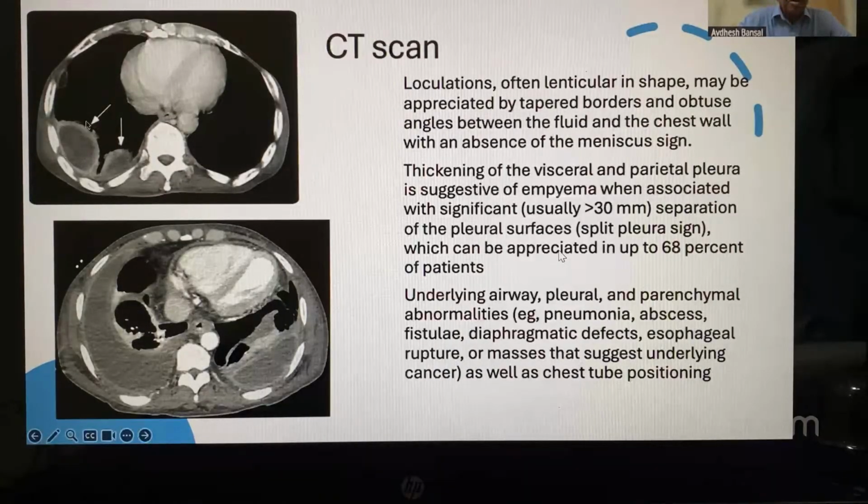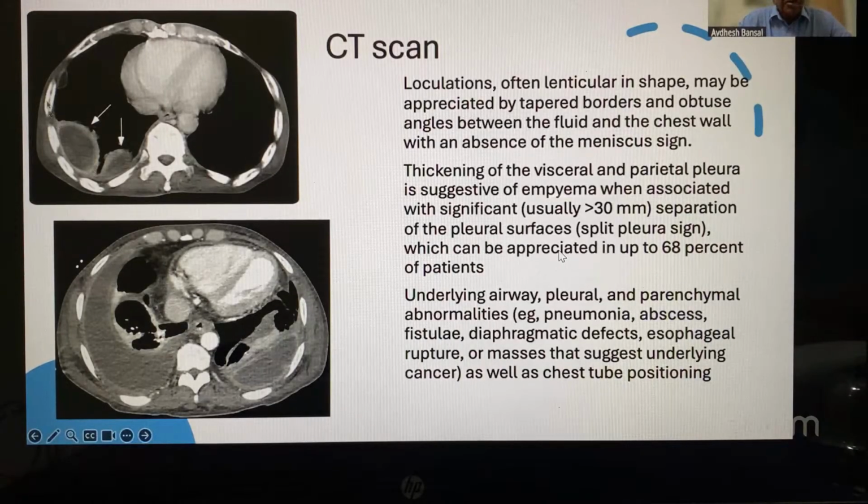Okay, so you see these two shadows, and I showed you in my patient also that it has these lenticular opacities. The pleura is thickened, the parietal pleura as well as visceral pleura, and when you have a separation of parietal pleura and the visceral pleura by almost more than 3 centimeters, it is almost diagnostic of an empyema. And this is known as a split pleura sign, where you see the pleura is split into two angles.